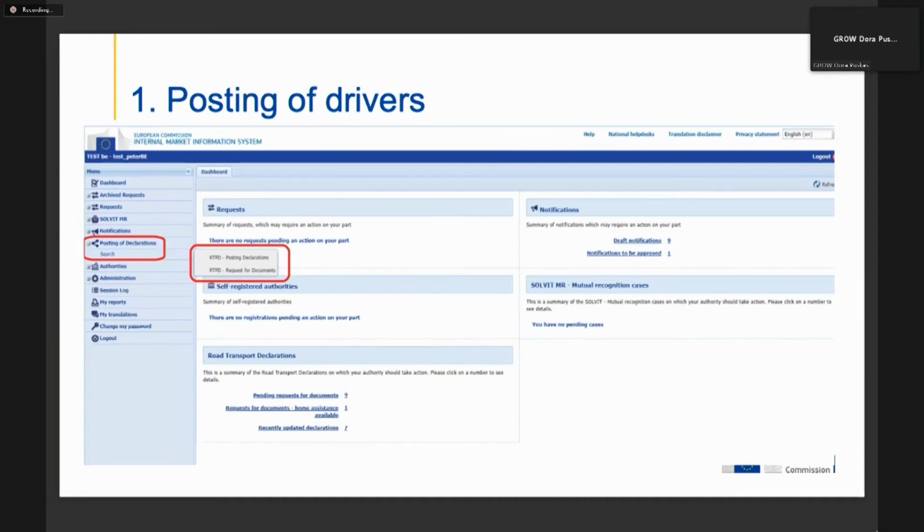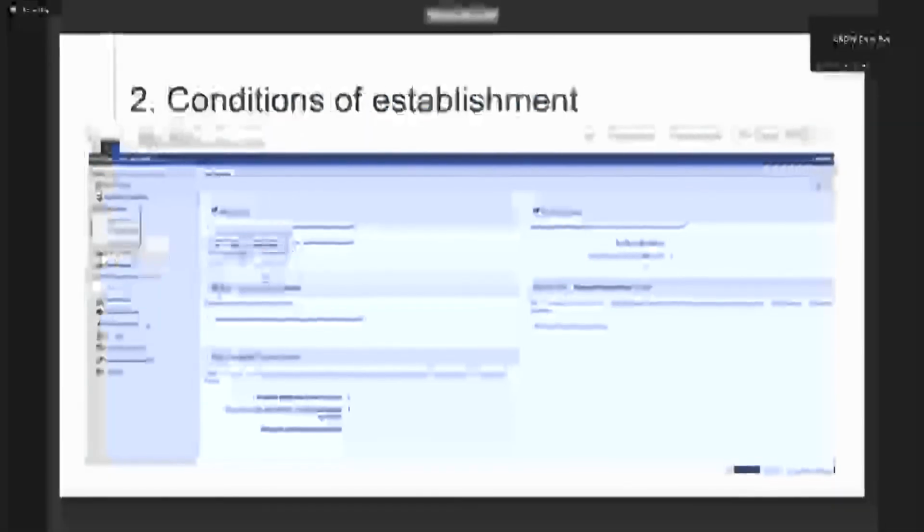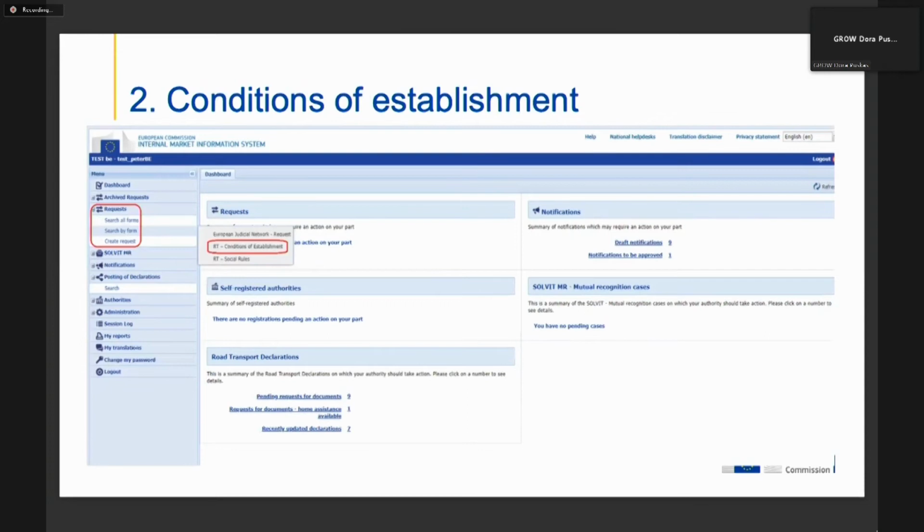Si vous cliquez sur la demande de documents, c'est là que vous pourrez demander des documents concernant un détachement particulier. Diapo suivante.